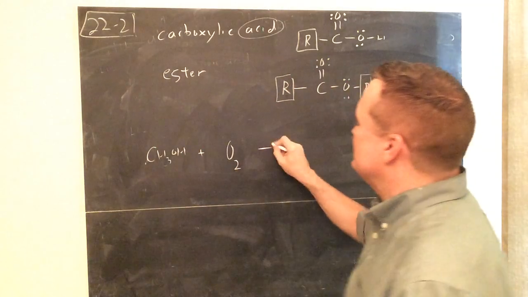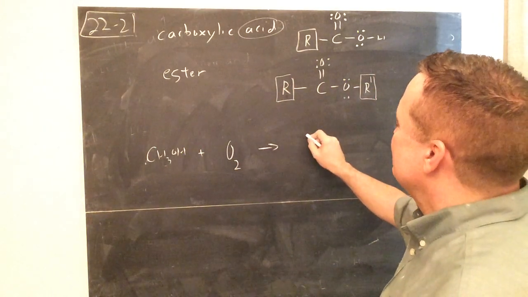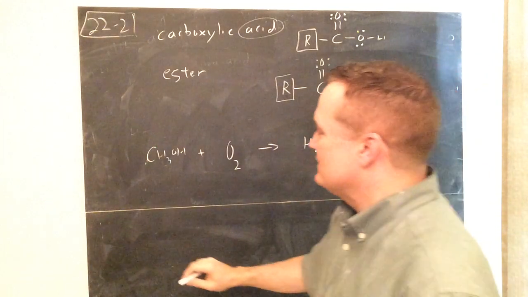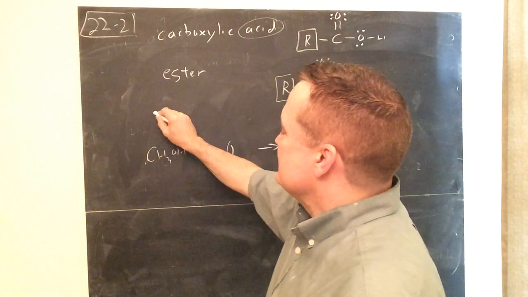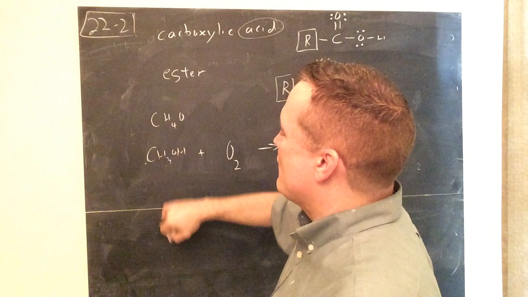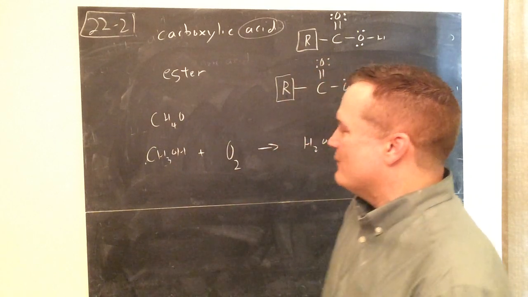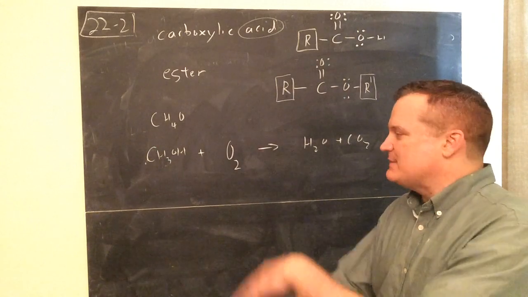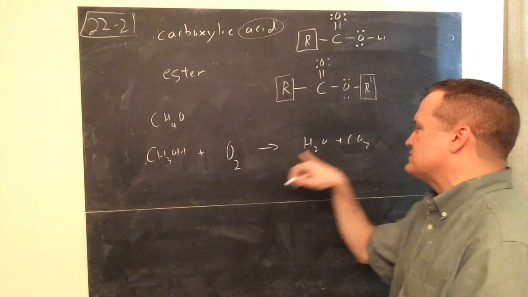CH3OH plus O2. Well, that's going to give me H2O and CO2. And then you have to balance it. Or you can always write it as CH4O if you wanted to, but you don't need to do it that way. It could be methane, ethane, propane, butane, pentane, hexane. It could be any organic compound, and oxygen is going to give you that.